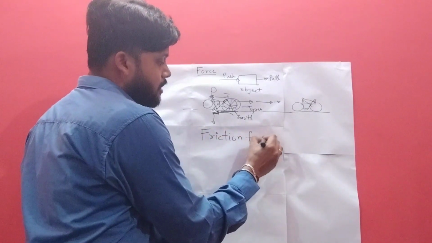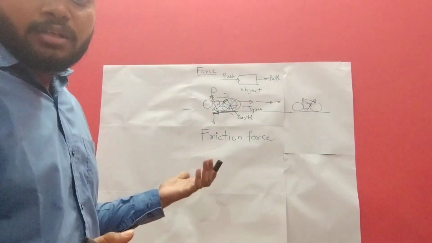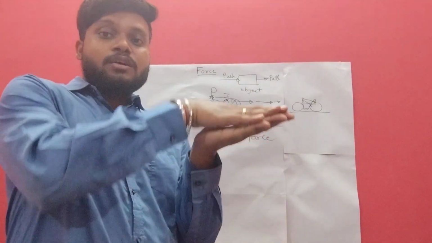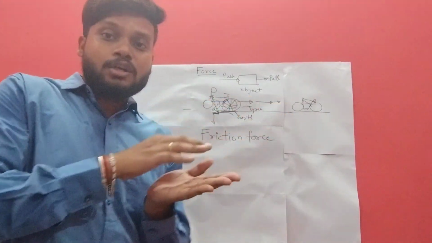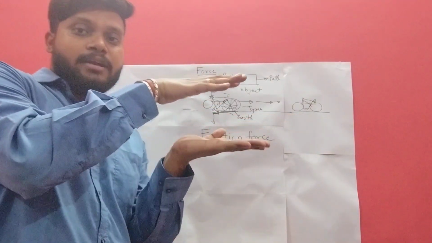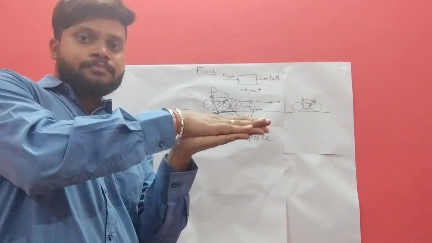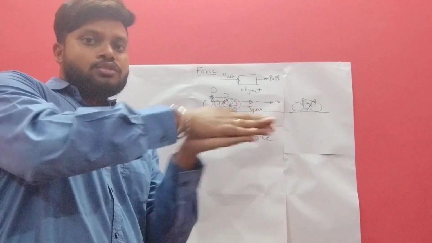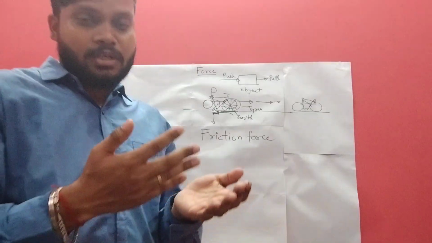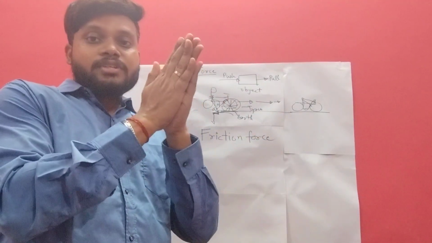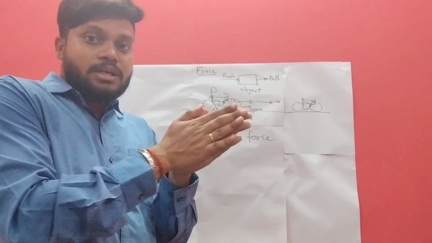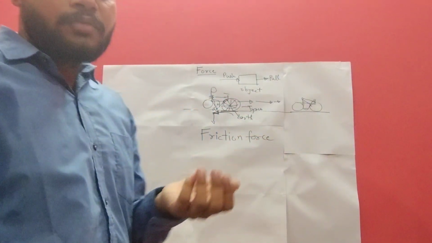So friction is a force. What is friction? Friction is a force that applies when two surfaces are in contact. For example, my hand and my other hand. If I try to rub them very fast, what happens? Heat is generated because both surfaces are applying force, which is called friction force. If you do it fast, energy is generated because of the friction.